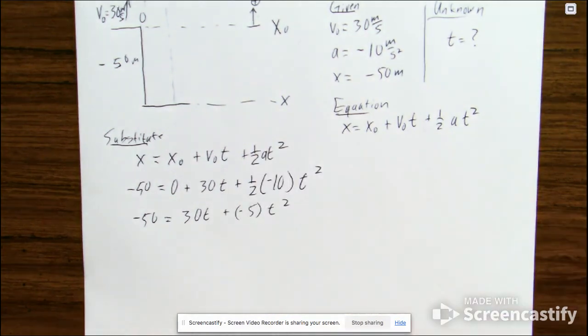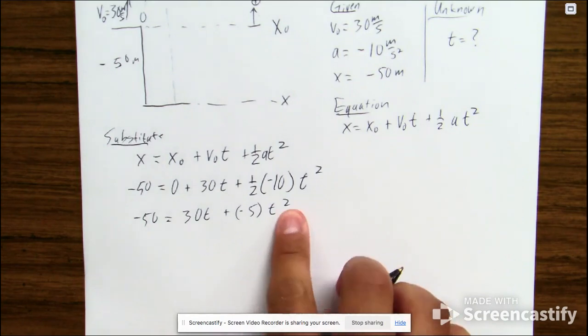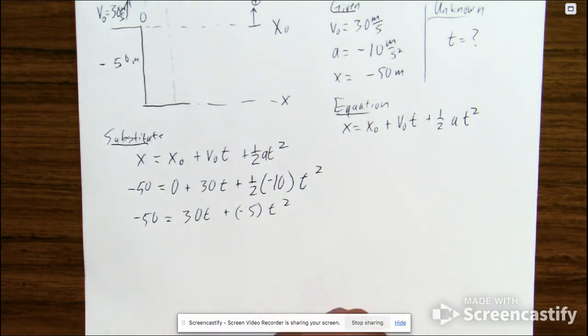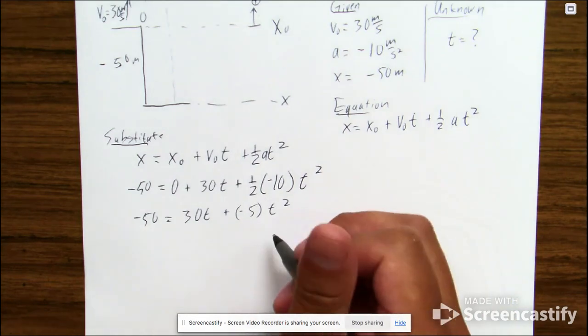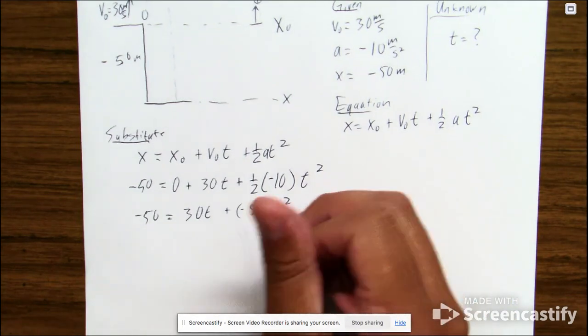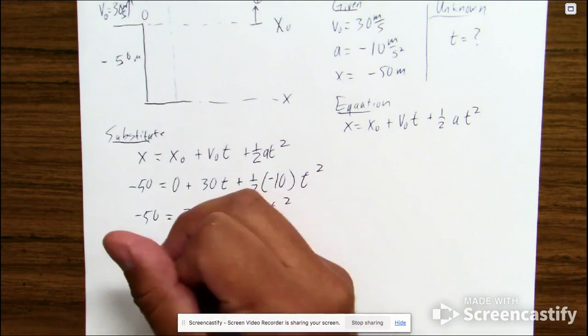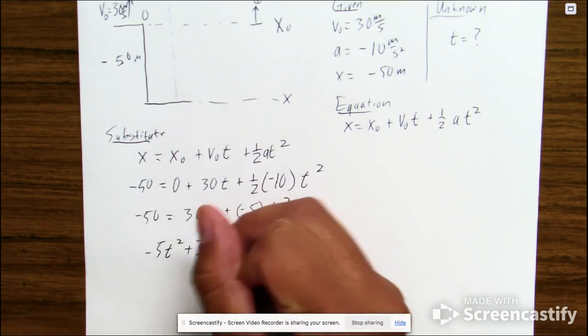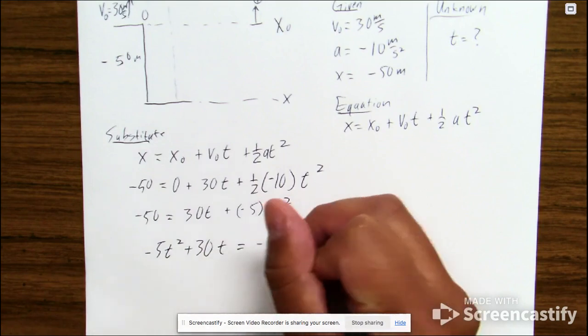At this point, you're probably saying, what do you do? Now you can clean this up a bit. You'll notice that this is a quadratic. And so off the bat, you might think maybe I should factor or something like that. And it might not look like that. So we're going to change this a little bit here. I'm going to move this term in the front. So it's -5t squared plus 30t equals -50.